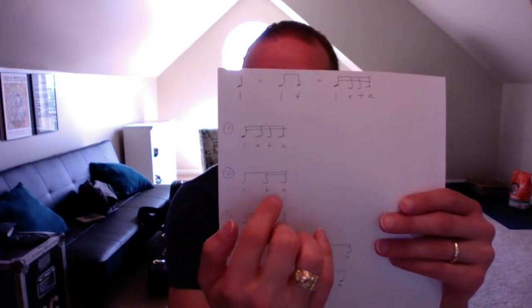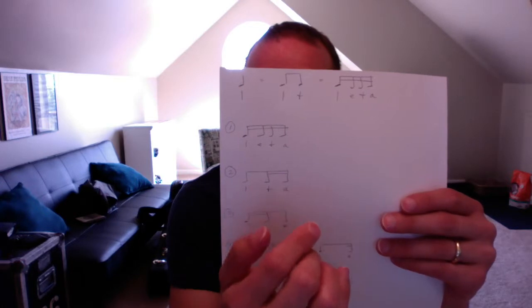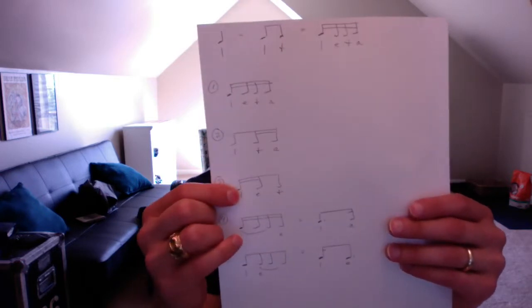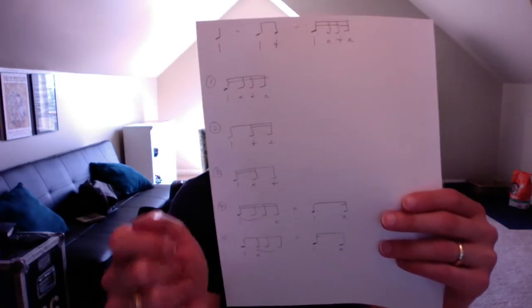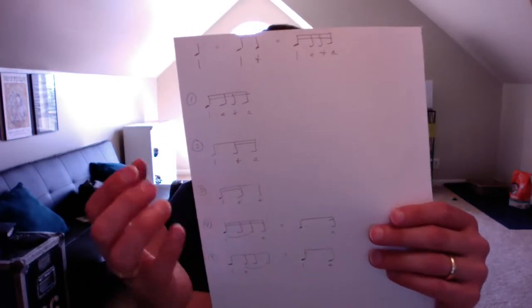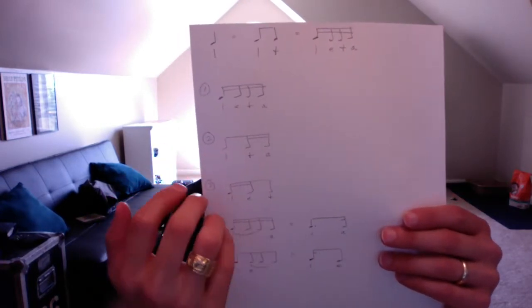1 and 2 and 3 and 4 and, that sounds like a horse galloping. 1 and 2 and 3 and 4 and 1 and 2 and 3 and 4. I like to think of that as a horse galloping.